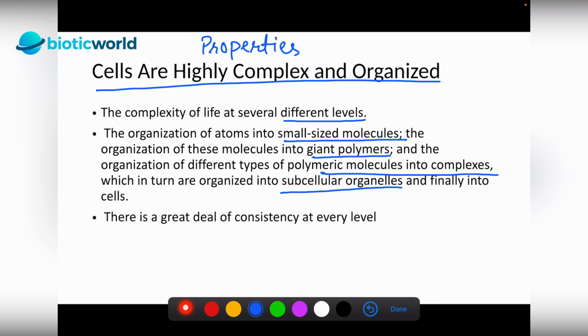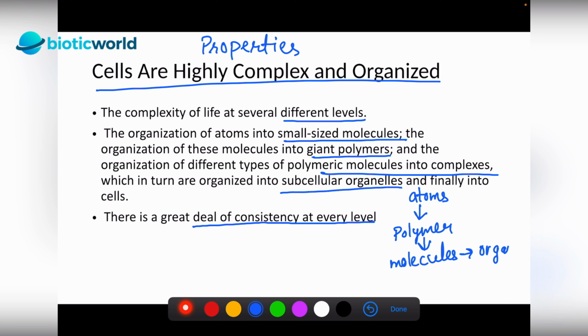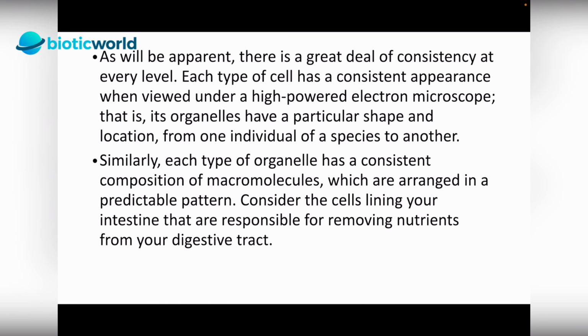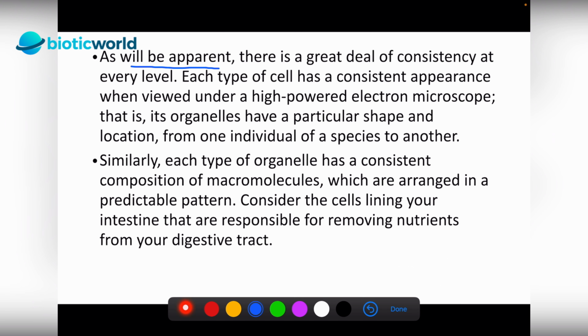There is a great deal of consistency at every level. We have different types of atoms that make molecules, and different types of molecules make polymers, and these polymers make organelles. Organelles make a cell. As will be apparent, there is a great deal of consistency at every level.